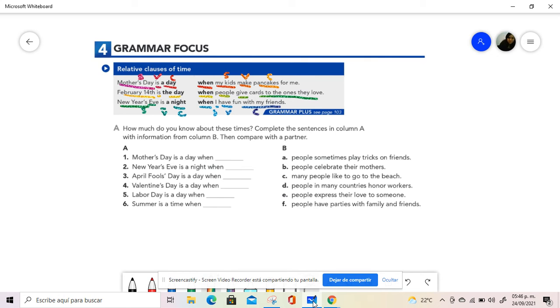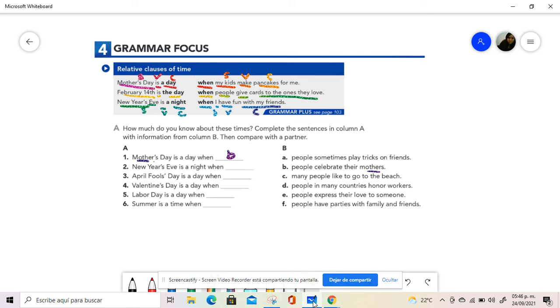In this case, we have examples and the instruction says, how much do you know about these times? Complete the sentences in column A with information from column B. Then compare with a partner. And the number one, Mother's Day is a day. Remember the sandwich technique. I have mother and then over here mothers. Then logically it is this way.